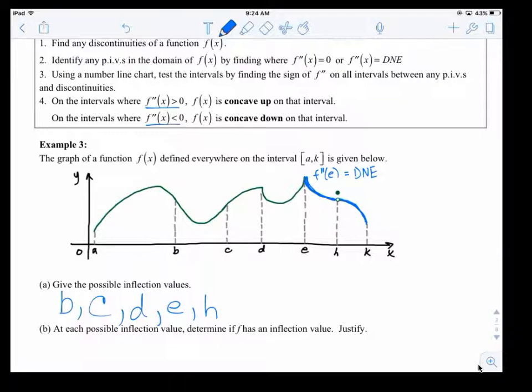So all these values that we have listed here are just possible inflection values. If we had an equation and we were to do the second derivative equal to 0 or does not exist, we would come up with these values. And then after we come up with these values, we want to test to see that we're seeing some type of sign change. So for the next part, at each possible inflection value, which we already came up with, determine if f has an inflection value at that point.